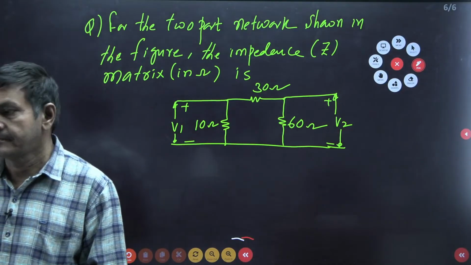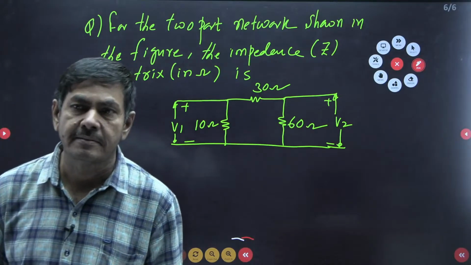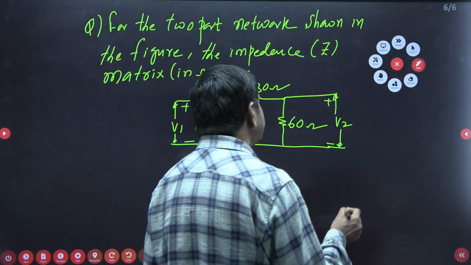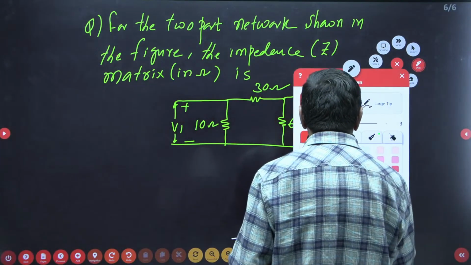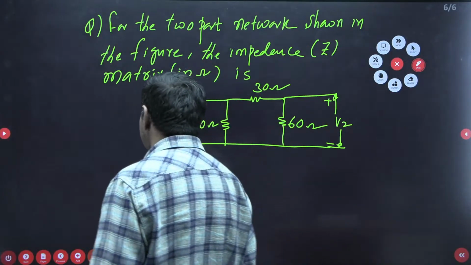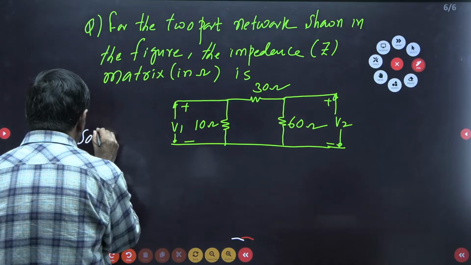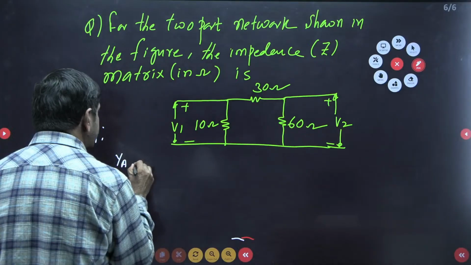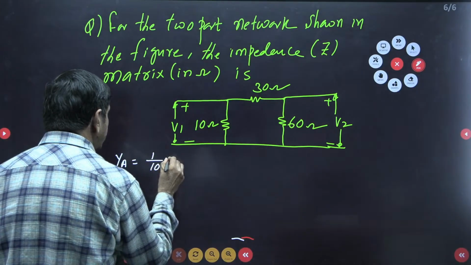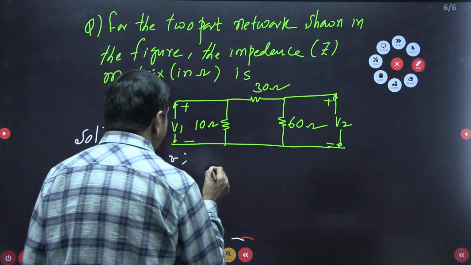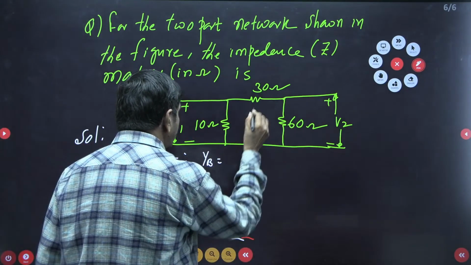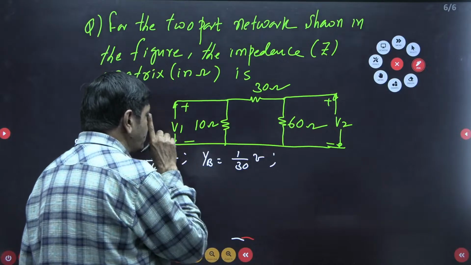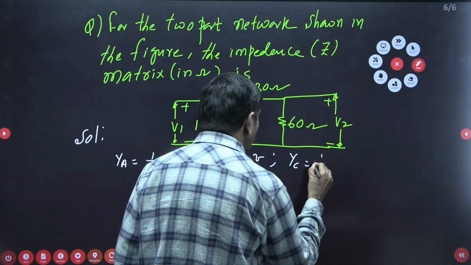Anybody? But I said what way to get the required parameters. Initially you try to get Y parameters. Initially Y parameters are required, means YA is a must, 1 by 10 mho. YB is also required, 1 by 30 mho. YC is also required, 1 by 60.